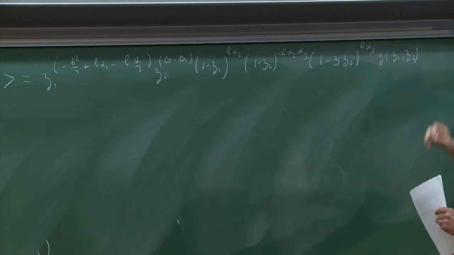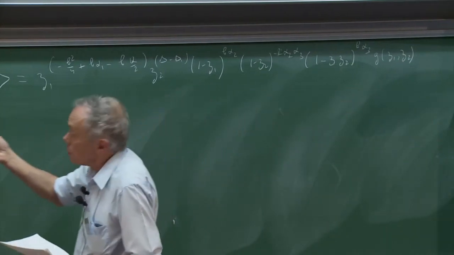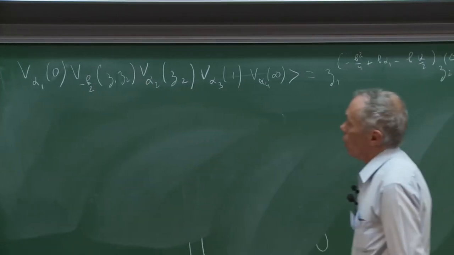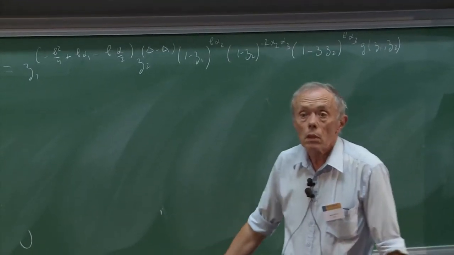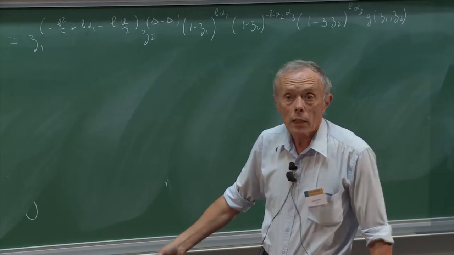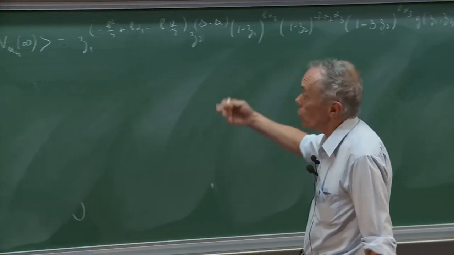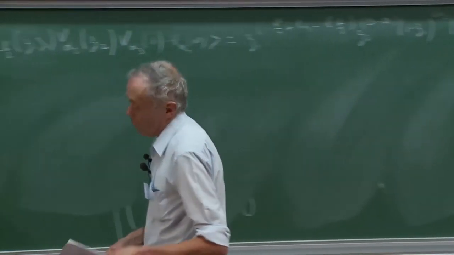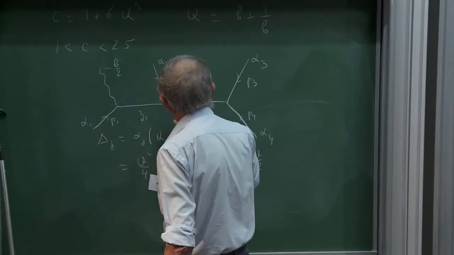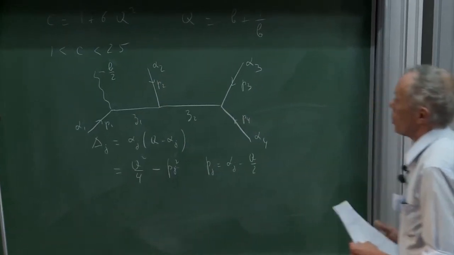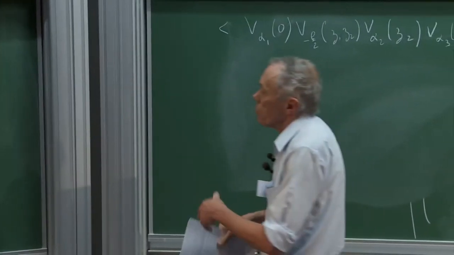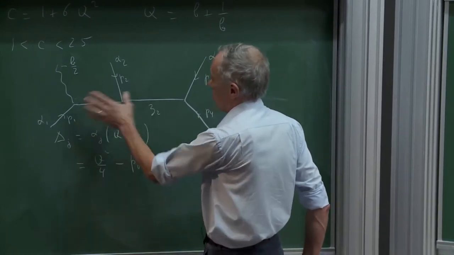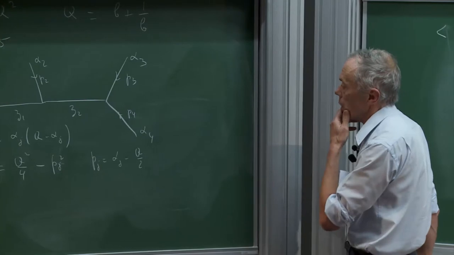This function g of z1, z2 satisfies a special second order differential equation coming from the fact that we have a null state here, which is essentially the Knizhnik-Zamolodchikov equation, except that it is written for Liouville. It's the same idea. We use the fact that there is a null state to obtain a differential equation for this. And I should say, z1 and z2 are the parameters, the cross ratios corresponding to these legs in this dual diagram representation.